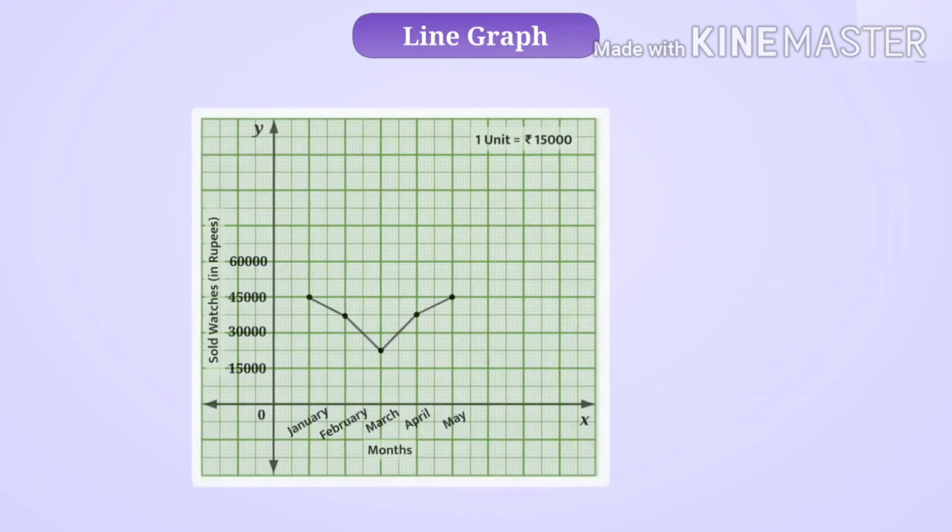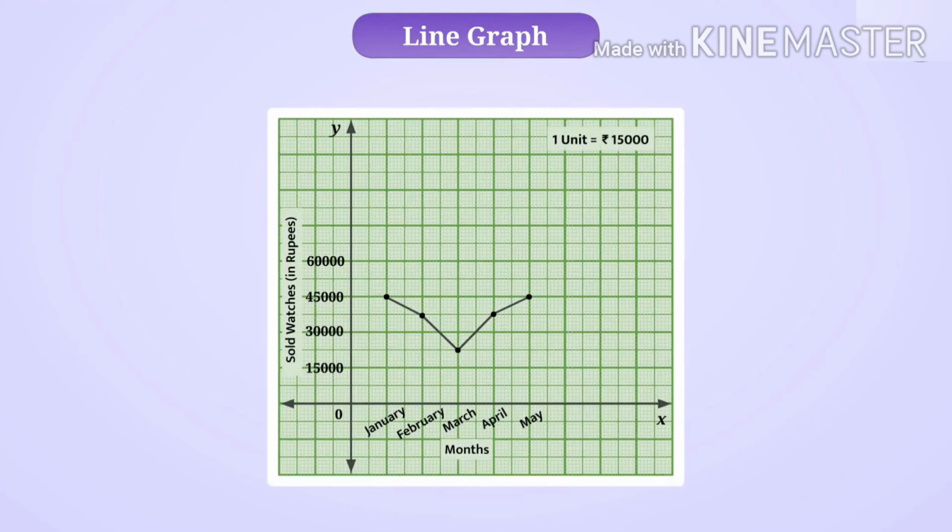Let's take an example to understand it better. Can you read this graph? Reading this graph means, can you tell me what information is given in this graph? Think about it. We can say that this graph shows the sales made by a watch manufacturer every month, with sold watches on the y-axis and months on the x-axis.